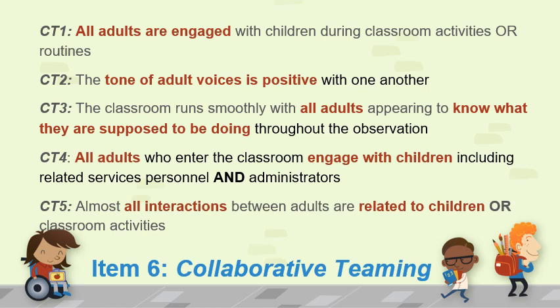Now, CT5, almost all interactions between adults are related to children or the classroom activities. So interactions should be positive and related to the children or to the classroom, not about what you saw on TV last night, what you did over the weekend. However, this does not apply to our interactions with family members of the children.